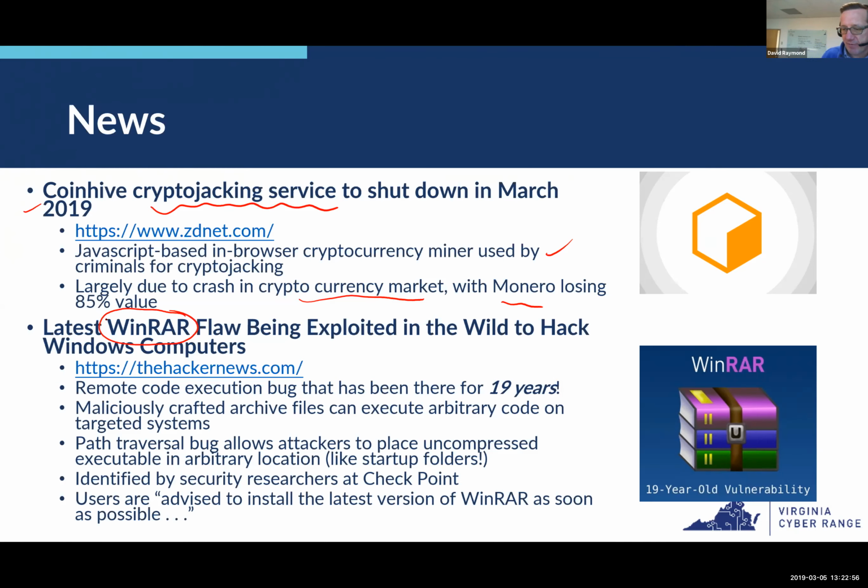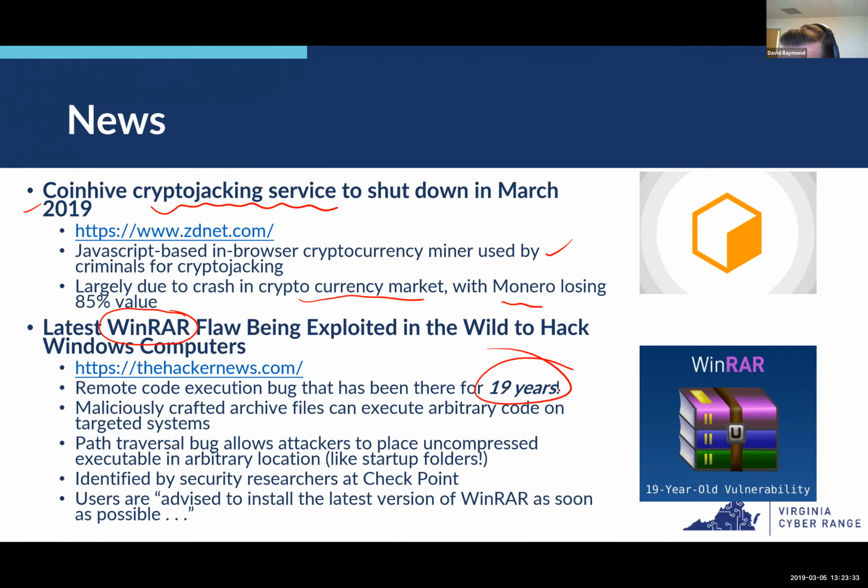So WinRAR has been around for about 19 or 20 years. And it turns out that there's a code execution bug that has been there since this software came out 19 years ago. I think this is an interesting story because it just shows that just about every software has some vulnerabilities, and some of those you just don't know about until somebody discovers them. And this particular vulnerability has been there for 19 years. That's obviously a long time.